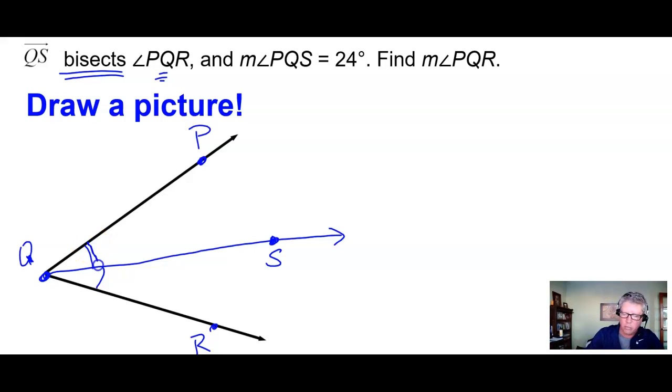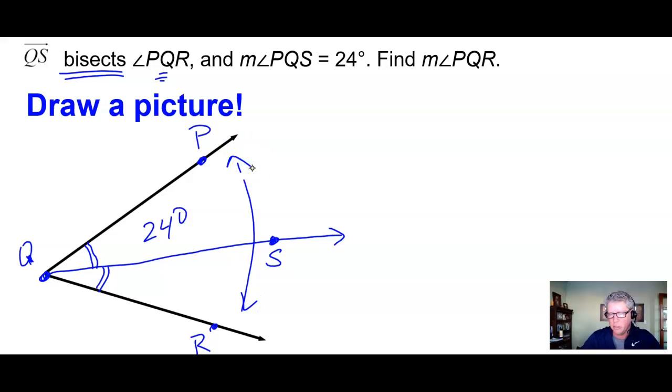Now you could do two. That's the same thing. 2, 3, 4. Usually you start out with 1, and then you have another pair of angles. You put 2 on those, another pair of angles, put 3 on those, to show that they're different but equal. All right, so we know that PQS is equal to 24 degrees, and they want to know what PQR is. They want to know what the whole thing is.